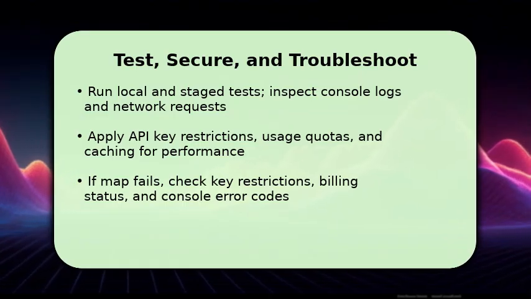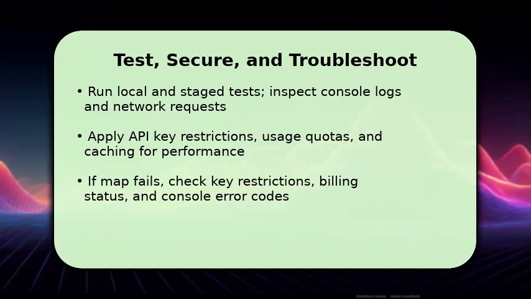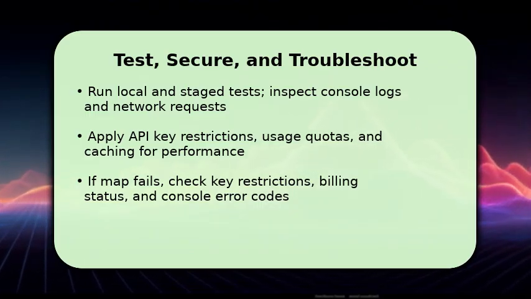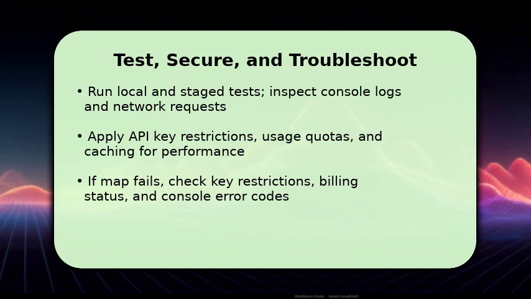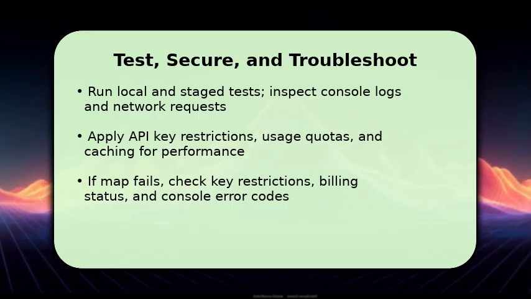costs and latency. If something goes wrong, like a blank map or billing errors, first check that the API key matches the app referrer or package, verify billing is enabled, and read the console error code. That single step usually reveals the root cause and speeds your fix.